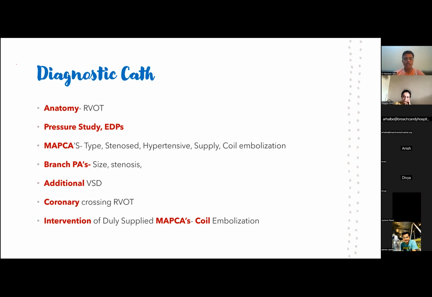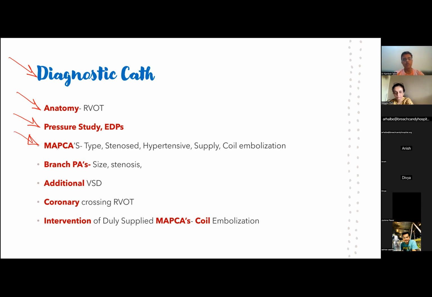As I mentioned, diagnostic cath was one of the gold standards in the initial era when echocardiography was not so accurate, especially in tetralogy. Nowadays, it is not compulsory, but in some cases, most units perform diagnostic catheterization for tetralogy of Fallot to know the anatomy of the RVOT. They'll do a pressure study to see the end-diastolic pressures and volume of both ventricles to treat appropriately. And if MAPCAs are seen in the CT scan, it is better to delineate the MAPCAs during the catheterization.